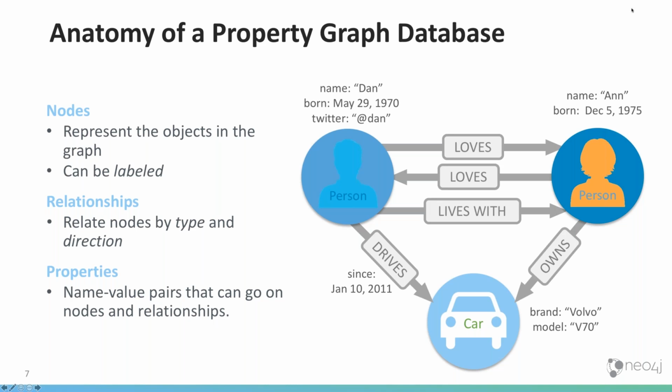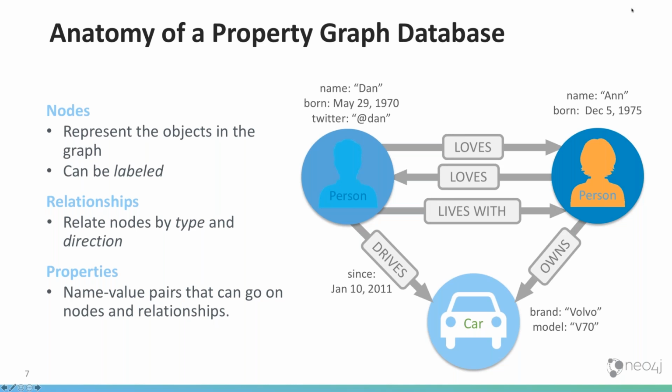And then finally, the real power of all this is by combining these nodes and properties together with relationships. So you can see here we have a number of relationships between these two people. You can see Dan loves Anne, Anne loves Dan, and Dan lives with Anne. So these show how these nodes are related to each other. When you write a relationship to the database in Neo4j, it always has a direction. And sometimes that's important and sometimes it's less so.